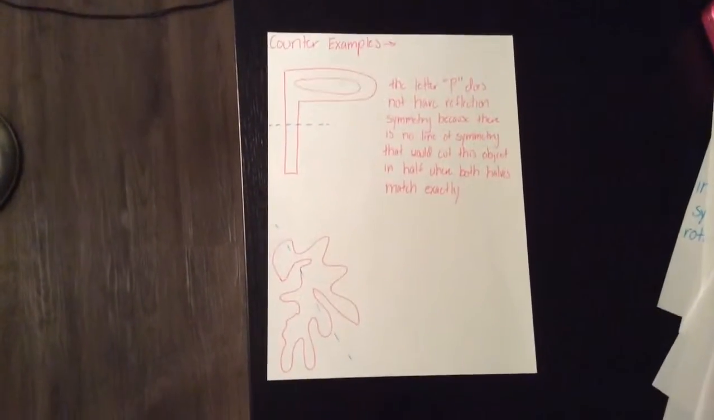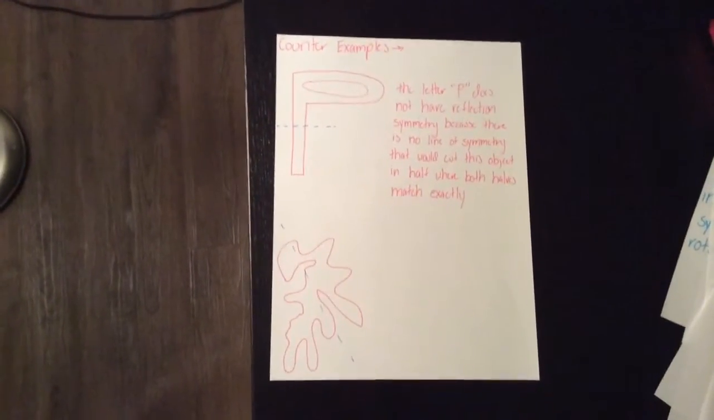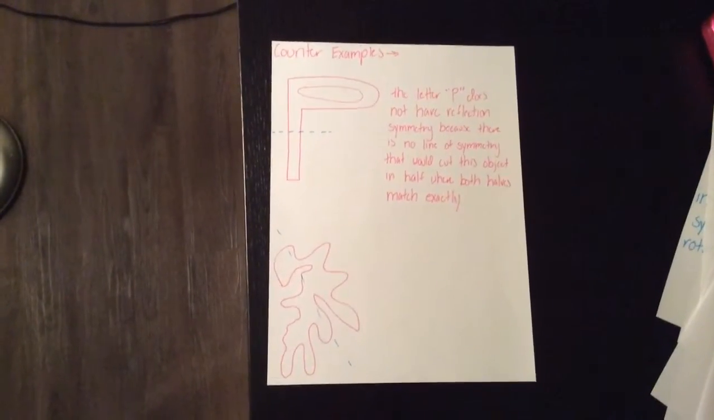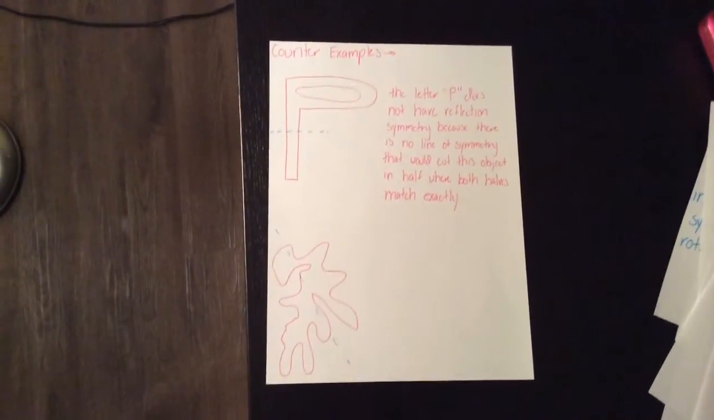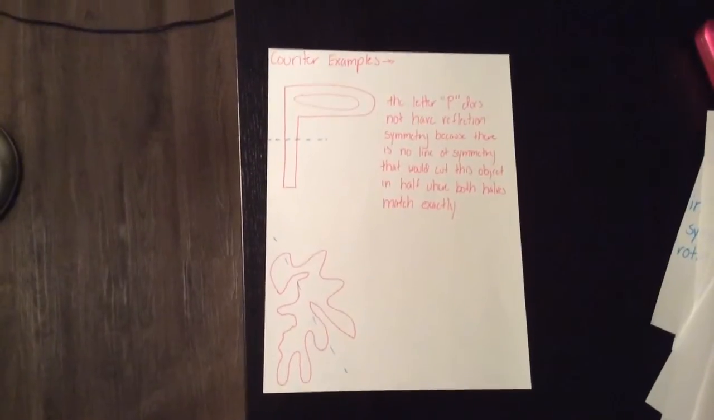Our second example is a blob. Just like the letter P, this does not have reflection symmetry because there is no line of symmetry that would cut this object in half where both halves match exactly.